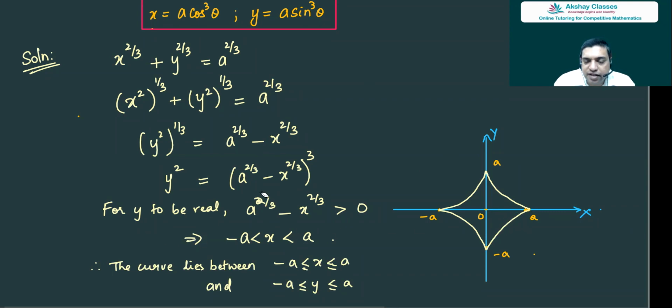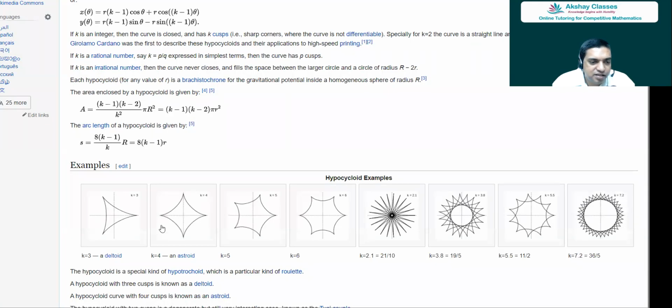Now I have taken so much time to explain, but you have just 1 minute to trace out this curve in the exam. So you should be very, very fast. Whatever I have done here in rough calculation, very fast, you should be able to do it. Now this is the asteroid, and as I had shown you here, this is the asteroid. This is the curve.